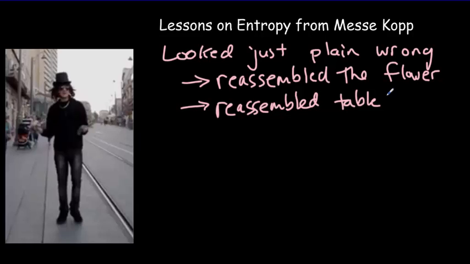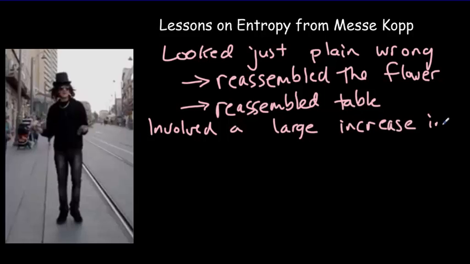A flower has a lot of order. When you tear it up, you've got a very large increase in entropy. You've got a nice organized table set up with chess pieces. You throw that all over the place. That's a big increase in entropy. So these involved a large increase in entropy.